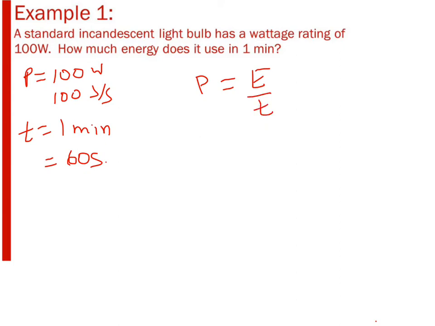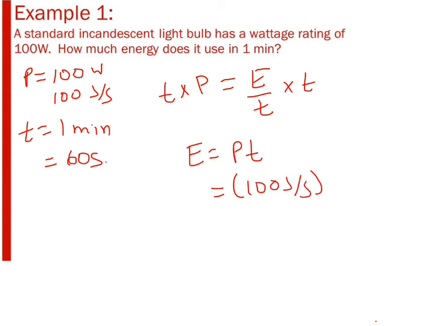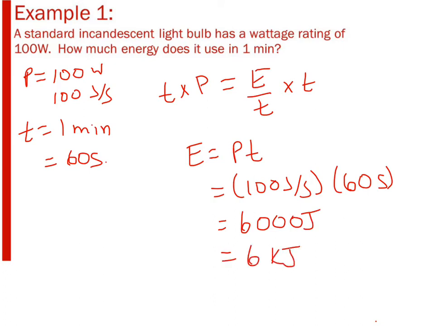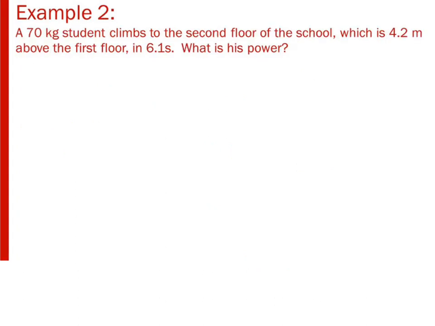And if we want to rearrange to get E, we'd be multiplying both sides by T. And then we can just put our information in. So joules per second times 60 seconds. So that gets us 6,000 joules or 6 kilojoules. And we do only want one significant digit because our 1 minute has 1. So that's just a basic, again, one more multiple choice type question.